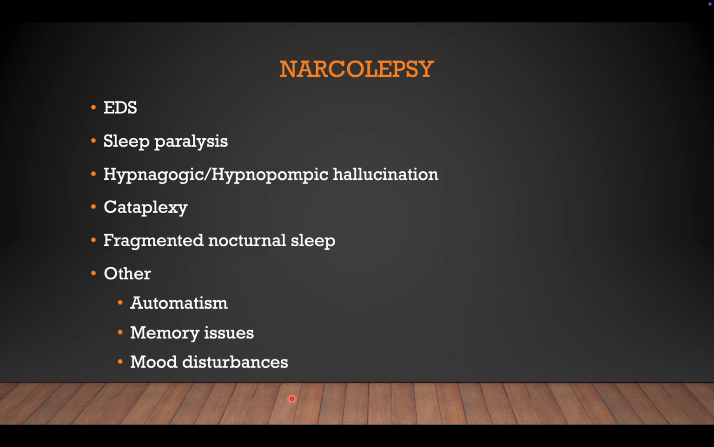We are not going into details about narcolepsy. Generally, we call it the tetrad of features: excessive daytime sleepiness, sleep paralysis, hypnagogic or hypnopompic hallucinations, and cataplexy. A fifth one is also added to make it a pentad, which is fragmented nocturnal sleep. Other factors like automatism, memory issues, and mood disturbances can also be associated with narcolepsy.